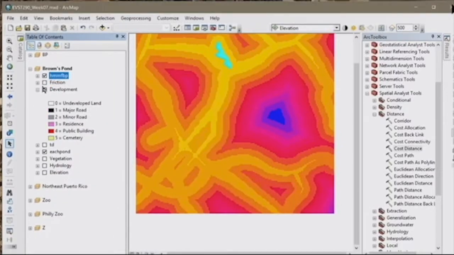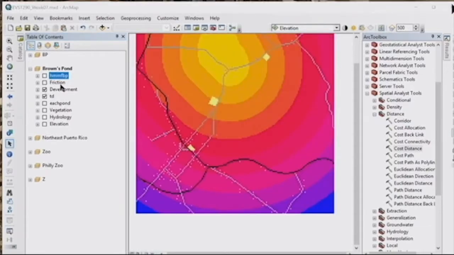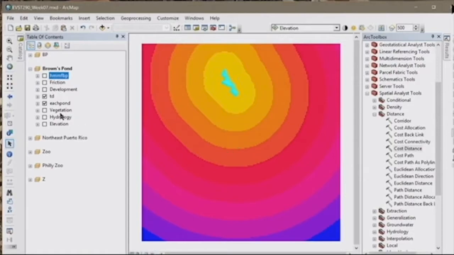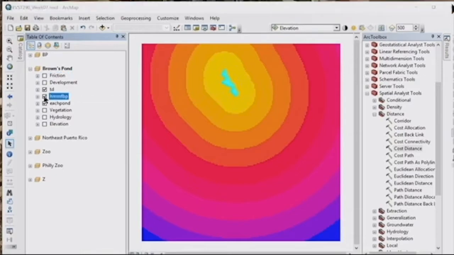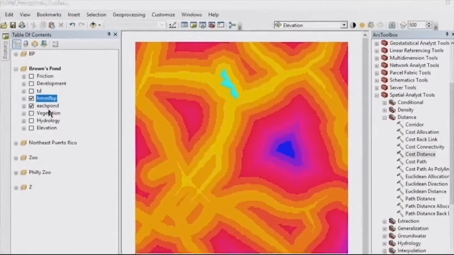And the result is conceptually the same as what I generated a moment ago. That is to say, here we measure distance to Brown's pond as the crow flies, and here we're measuring distance to Brown's pond as the crow walks.